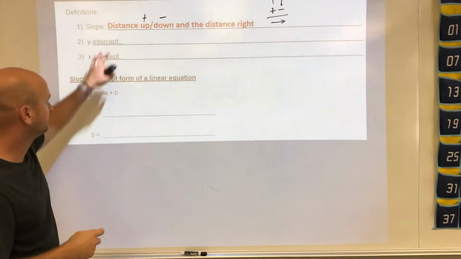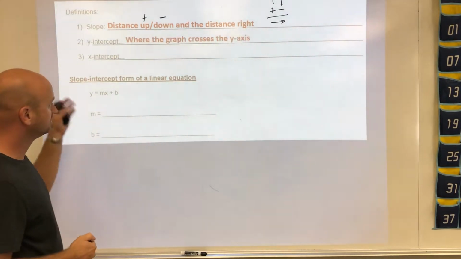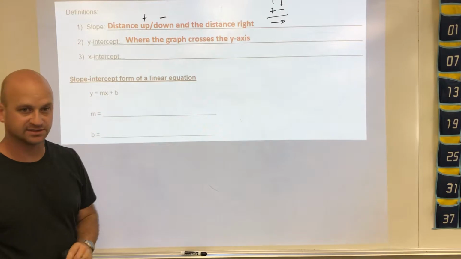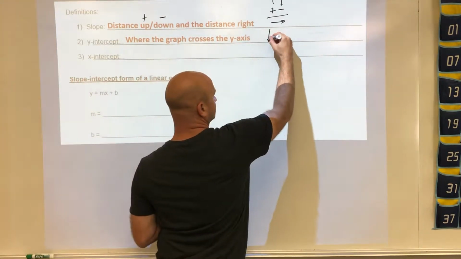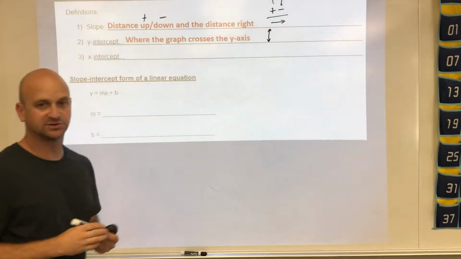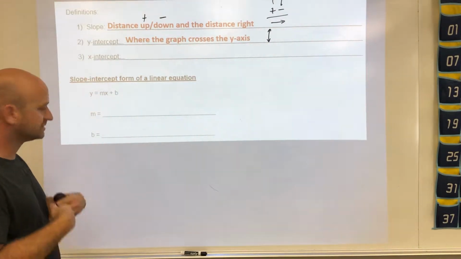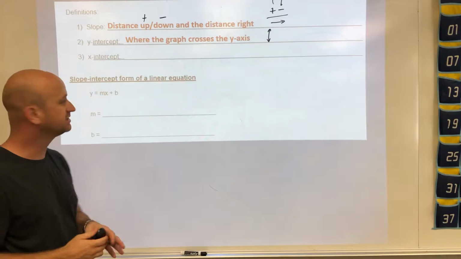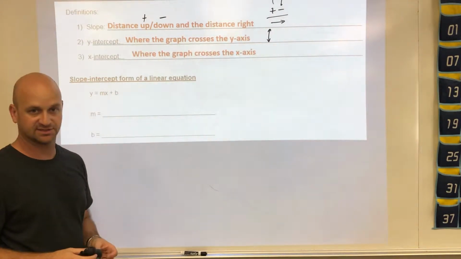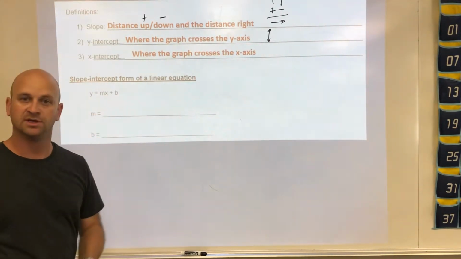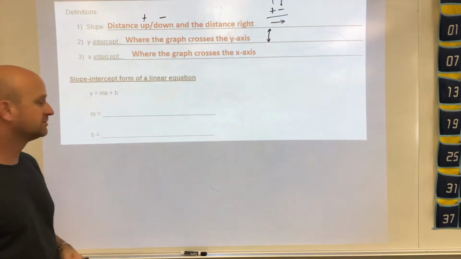All right, the y-intercept becomes pretty important for us, and that's going to be where the graph crosses the y-axis. And again, the y-axis is the vertical axis. The x-intercept is something that is there, but we don't talk about it a lot in this class. This would be where the graph crosses the x-axis. This is something covered more in algebra class, not so much in geometry.